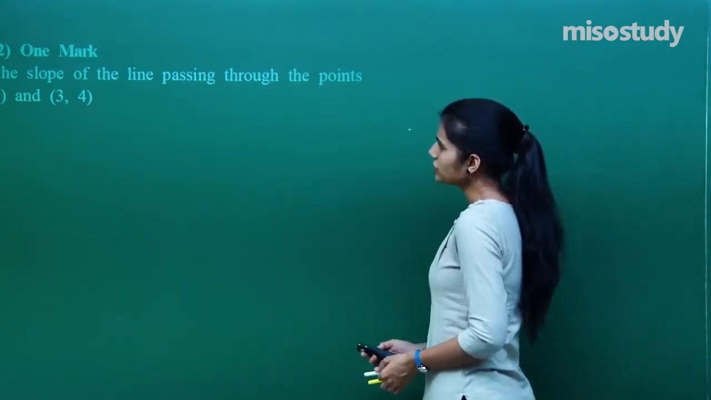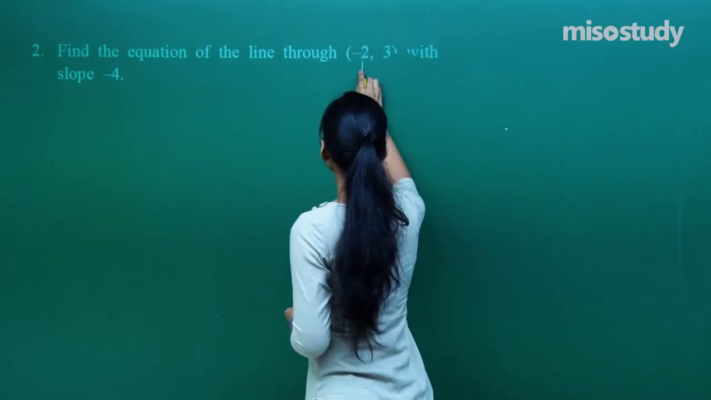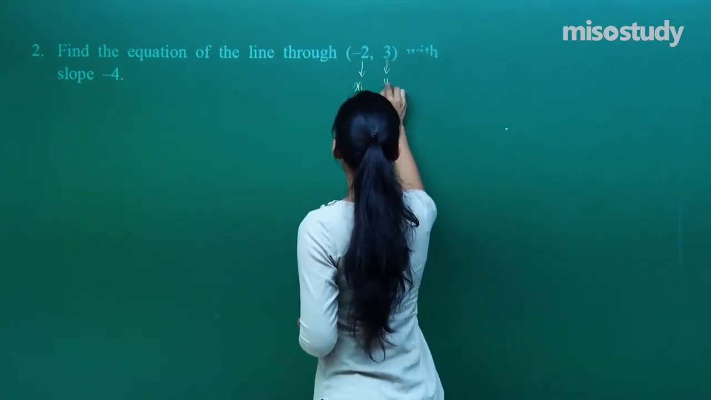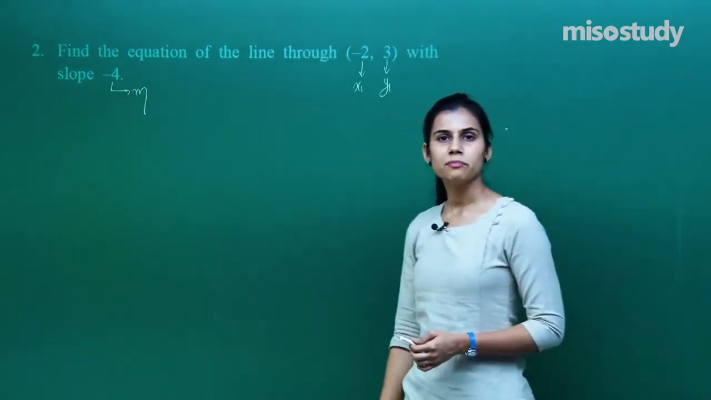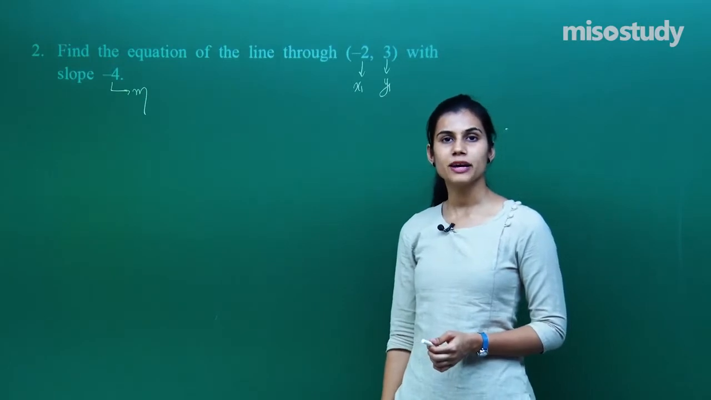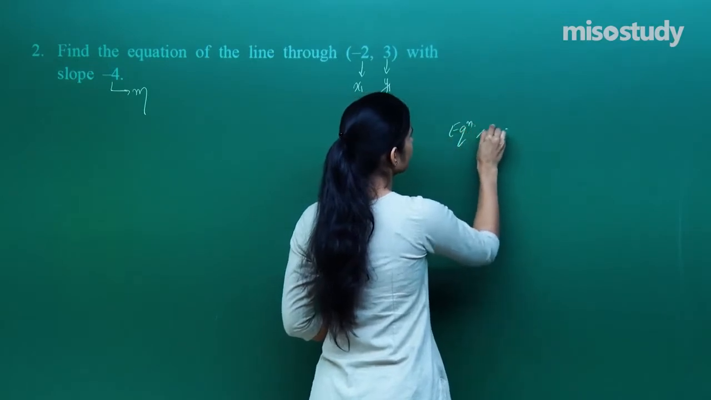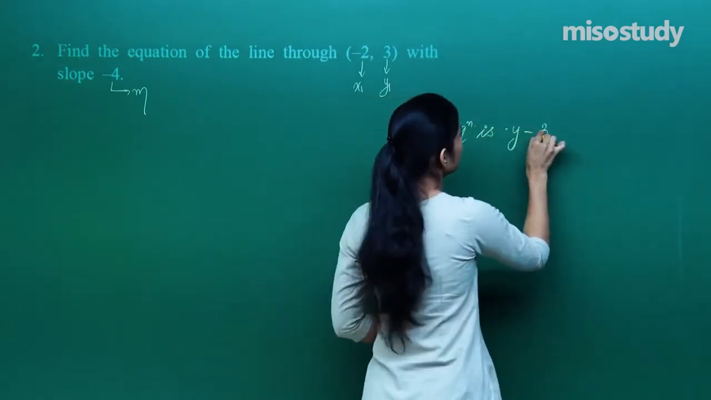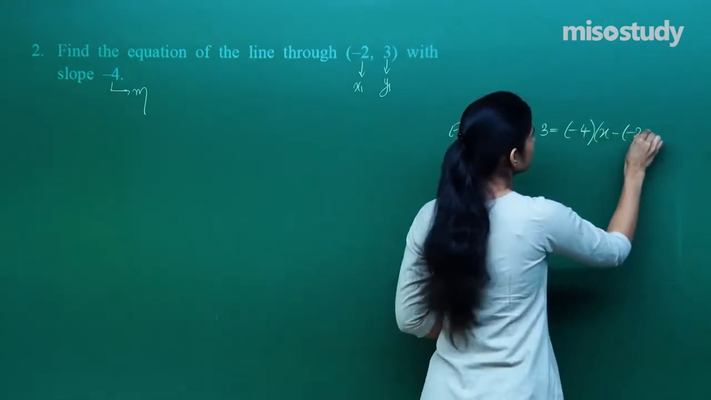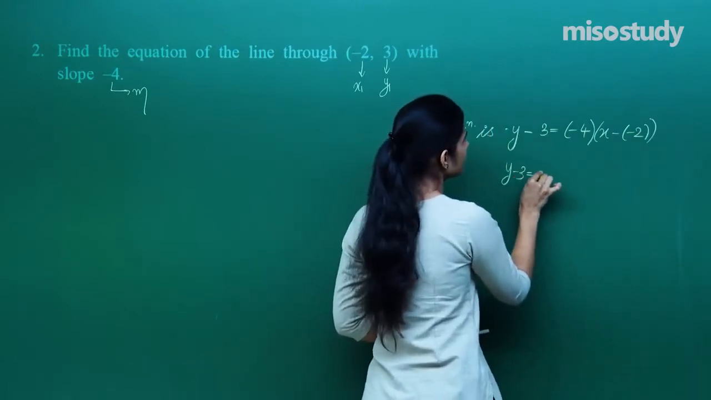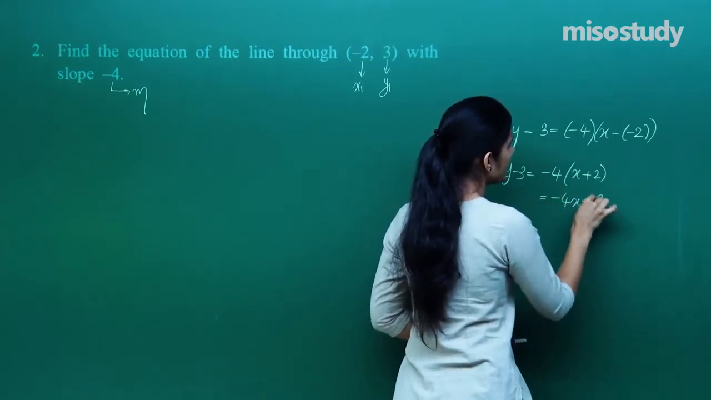Next question says that find the equation of the line passing through this point with slope -4. This is clear, direct. Say this is x1, say this is y1, and take the slope as m. The equation of the line passing through the point (x1, y1) having slope m is given by y minus y1 equals m into (x minus x1). So the equation is y minus y1 equals m, m is -4, into (x minus x1). So it is y minus 3 equals -4 times (x plus 2), which is -4x minus 8.